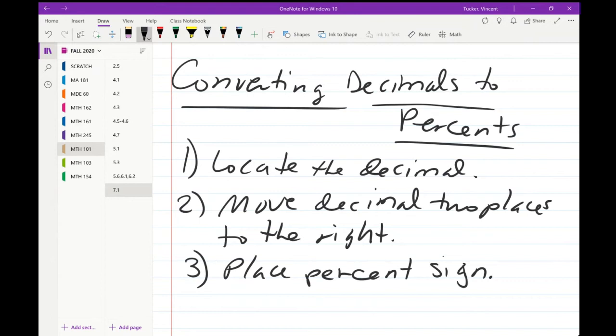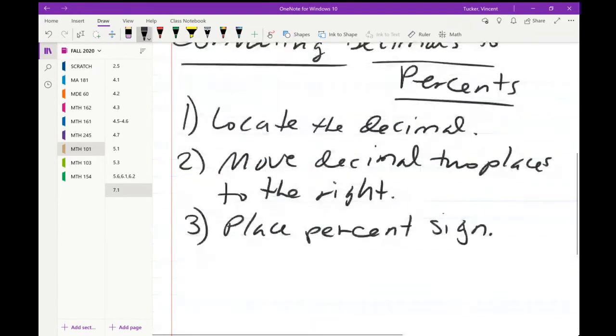All right, so converting decimals to percent. You want to locate the decimal. Then we'll move the decimal 2 places to the right and place our percent sign.